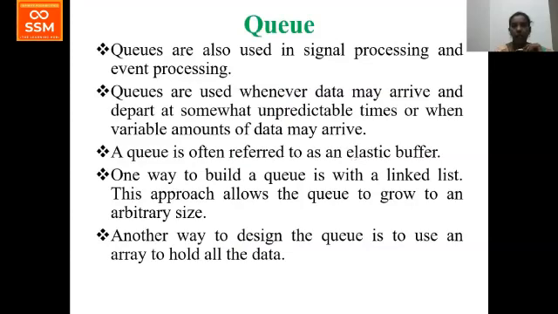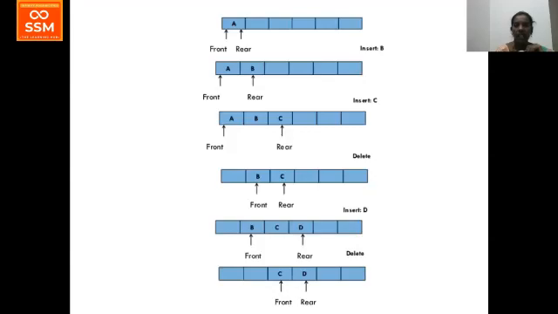Next, we go with the queue. Queue is used for signal processing as well as event processing. Queues are also used as an elastic buffer. That means here we are using front and rear pointers. In queues, we are using the first in, first out condition. Based on that, linked lists are used. The front and rear pointers indicate in which location the data is stored.